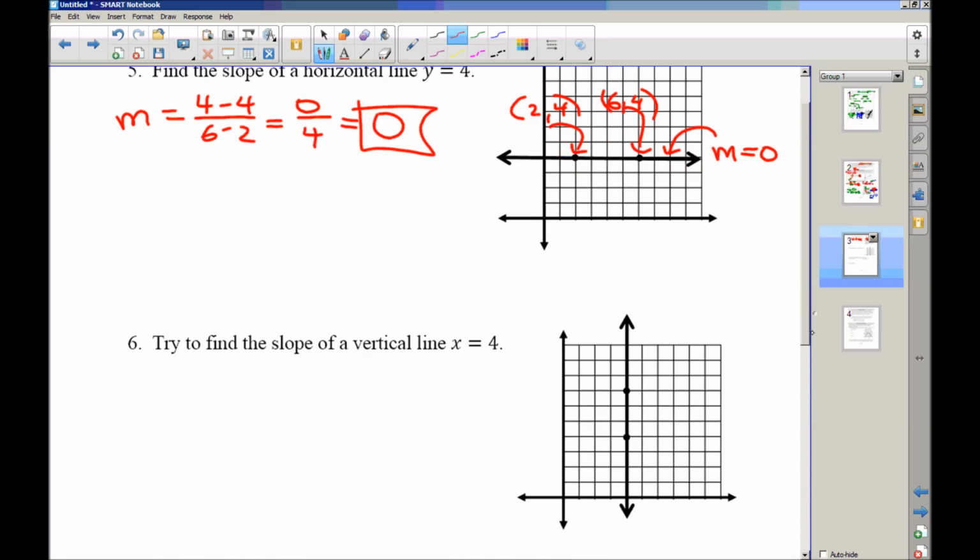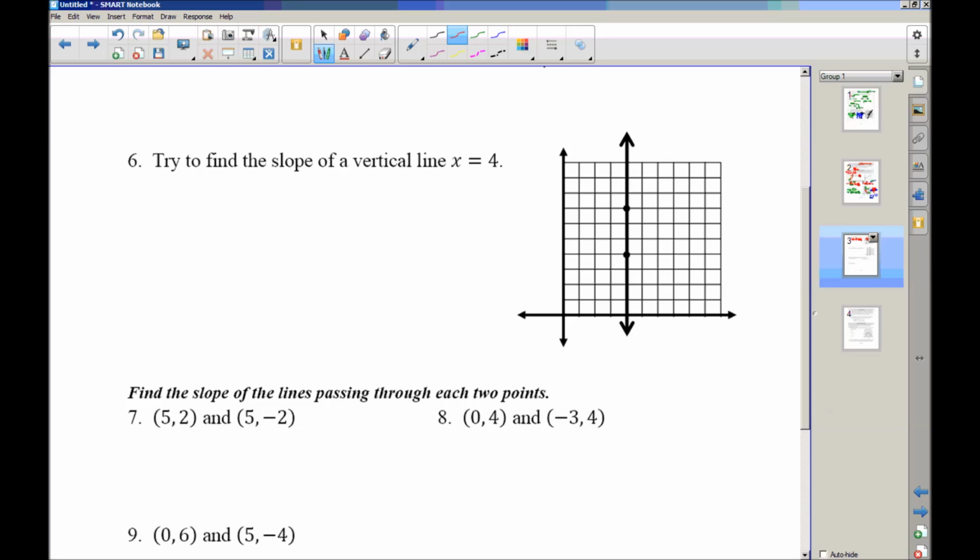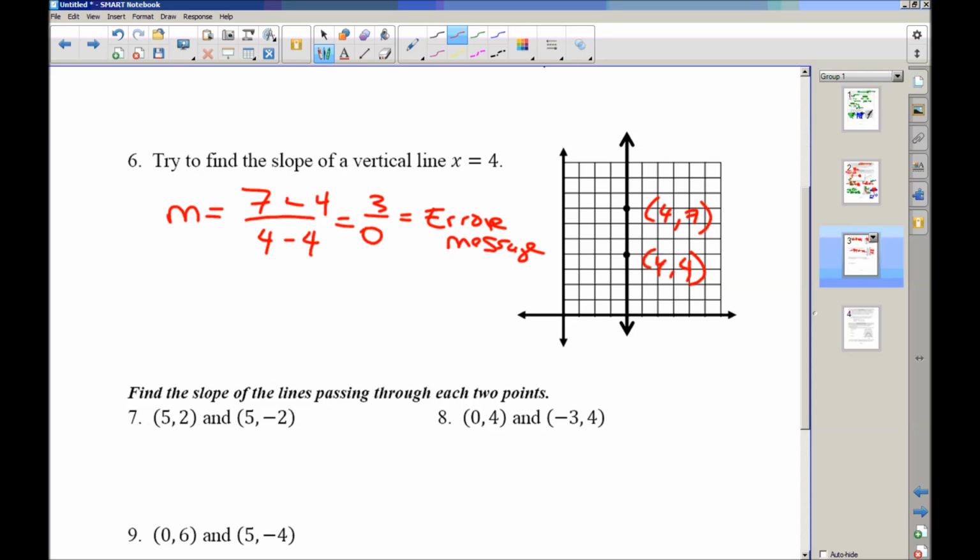All right, number 6, find the slope of a vertical line, x equal to 4. So we have 2 points here, 4, 4, and 4, 7. So we'll find our slope. On the top, we could do 7 minus 4. And on the bottom, we would do 4 minus 4. This will give us 3 over 0. And if we try to type this on the calculator, we're going to get an error message. Okay, a divide by 0 error message. And that's because you cannot divide by 0 into something. No matter what you multiply 0 by, it'll never become 3.